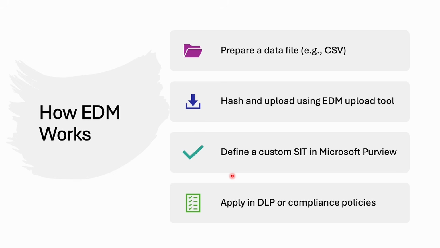You start by preparing a CSV file with the sensitive values that your organization has, and then Microsoft hashes it, meaning the actual data is hidden, and it gets stored securely in a Microsoft location. You define a custom SIT based on this file, and then that SIT can be used in DLP, discovery, or compliance alerts, wherever you want to use it.